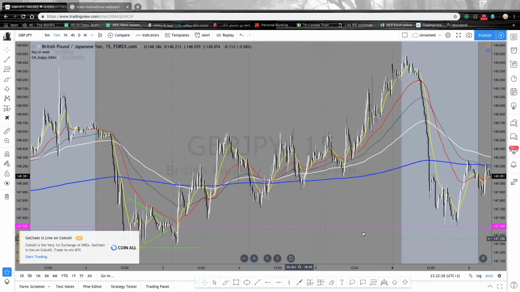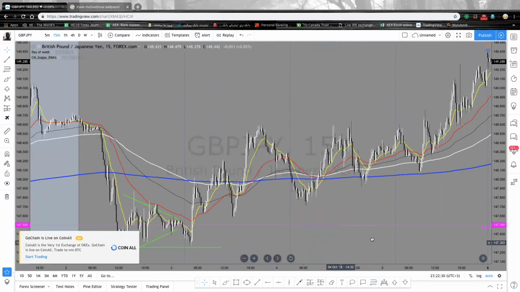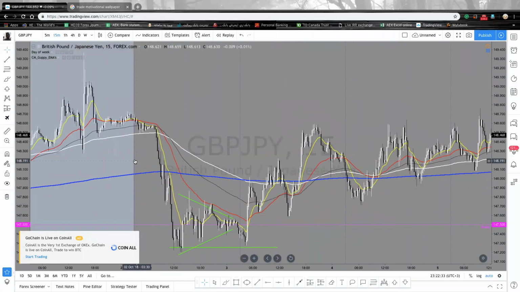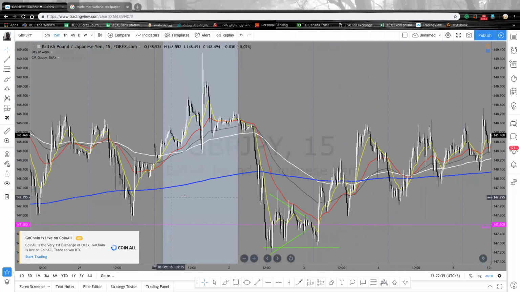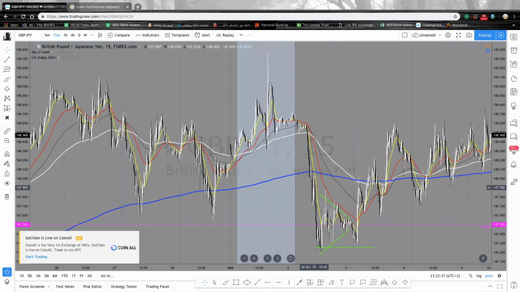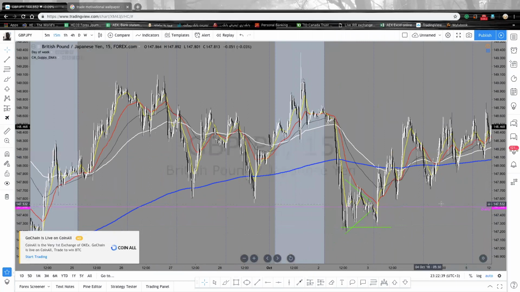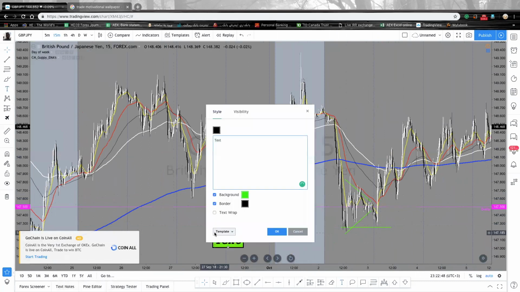Okay, so market came down. Why I take this trade? Because it's below the moving averages, but it's on my daily level. They can manipulate this level. So that's what I wanna say here.